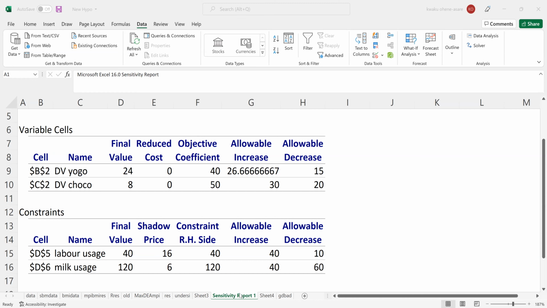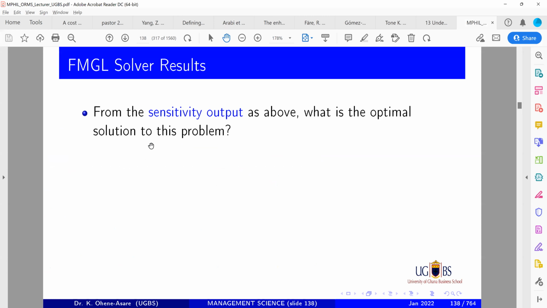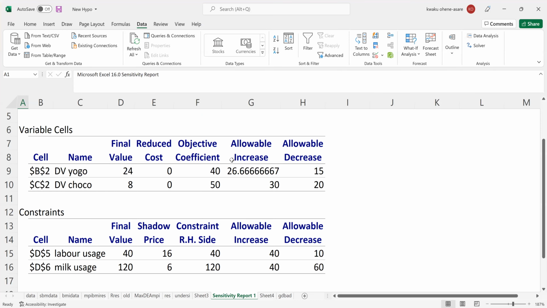So here is my first question, and I want to show you the question so that at least you have an idea. From the sensitivity report, what is the optimal solution to this problem? Watch the words. What is the optimal solution to this Farm Ghana Limited problem? From what report? It means that just using the sensitivity report, what is the optimal solution to this problem?